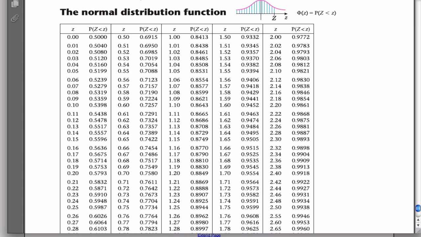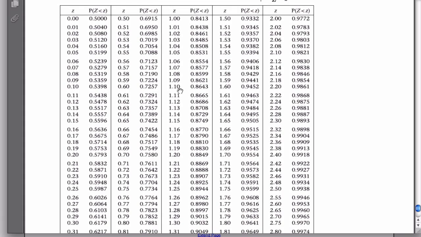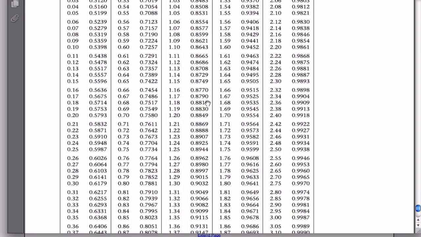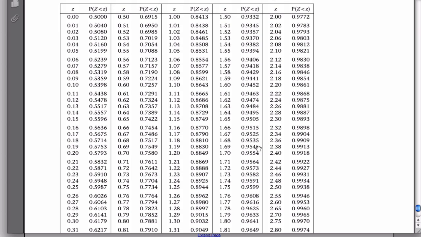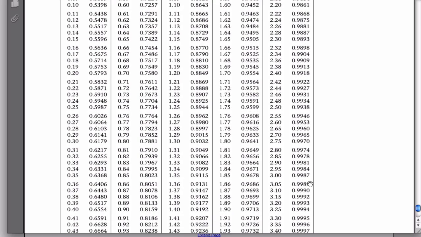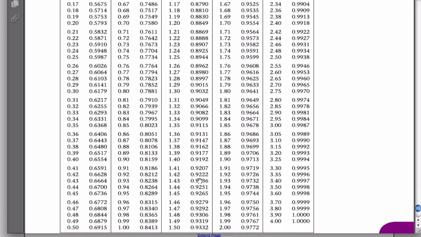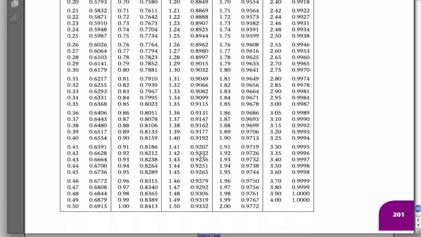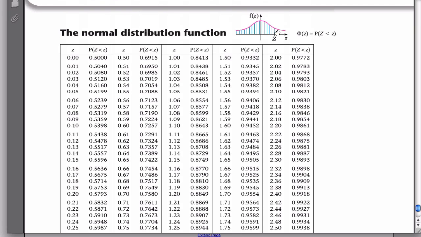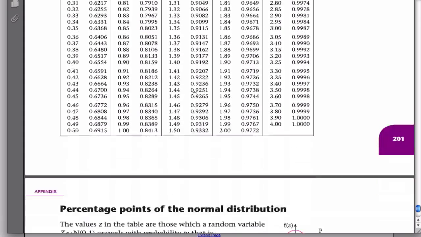If we go to the standard normal table, it's very rare that we see probabilities given to such accuracy. This is 0.05. On this regular table here, I can't find 0.05 because it's below 0.5, and that's where it starts. You can see the probability starts at 0.5 here and goes all the way up to 1. I need something much smaller than that, and I'm also looking to the right. This table here only deals with probabilities to the left of z. We're looking at probabilities to the right, so I'm going to go to my percentage points table.